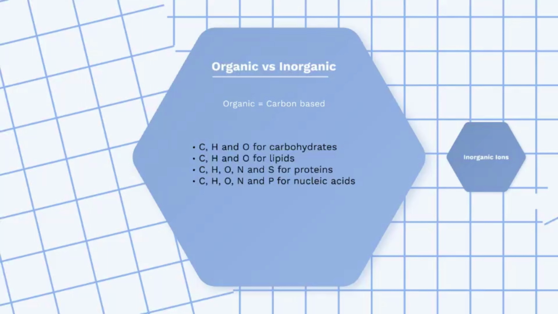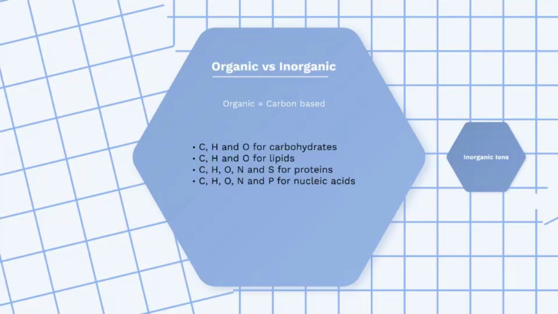Carbohydrates are made of carbon, hydrogen, and oxygen. Lipids are also made of carbon, hydrogen, and oxygen. Proteins are made of carbon, hydrogen, oxygen, and nitrogen. And then nucleic acids have carbon, hydrogen, oxygen, nitrogen, and phosphates. I will just make a quick note about proteins as well. You can have some other elements involved in proteins, which you will learn about in the protein lesson. Okay, so those are the organic molecules which we're going to learn about.